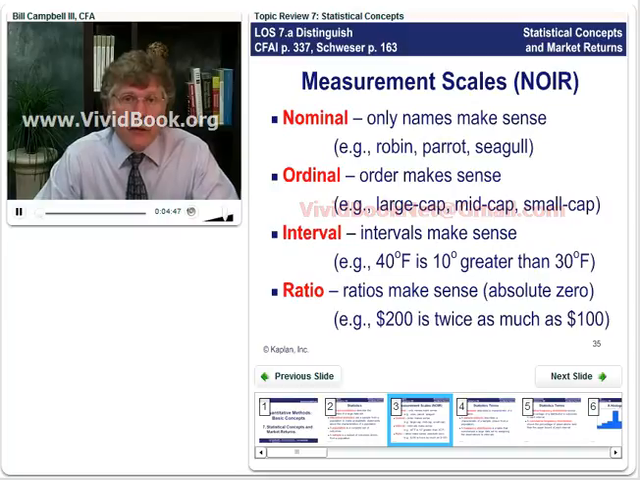The thing to remember about an interval scale is that it does not necessarily have an absolute zero. Normally when we think of zero, we think that zero means having nothing.